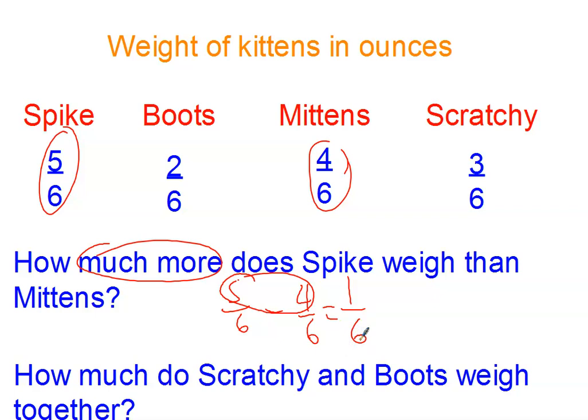How much do Scratchy and Boots weigh together? Together tells me I'm going to be adding this time. And I have Scratchy, which is 3/6, and Boots, which is 2/6. 3/6 plus 2/6 gets me to 5/6.